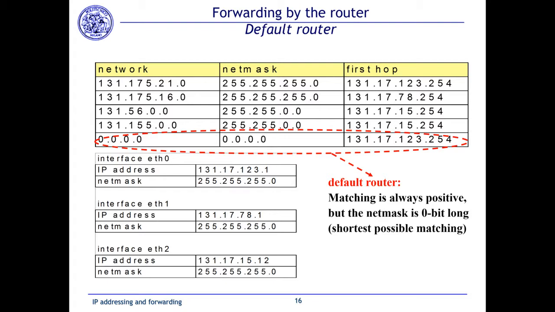Another important trick that is applied in almost all the routers is the default routing entry, the default router entry. So in the routing table you have several destinations, but in almost all routing tables of almost all routers, you always have an entry which is 0.0.0.0 as address and 0.0.0.0 as net mask. Okay.